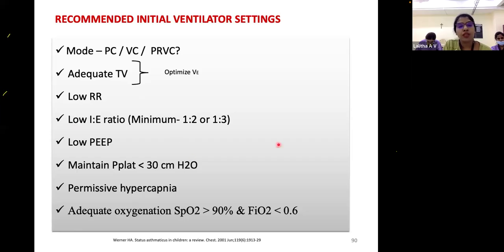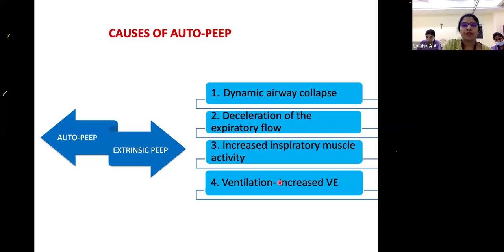Plateau pressure around 30 to 35 centimeters of water. Accept permissive hypercapnia, and oxygenation can be more than 90 to 92%. You have to limit your FiO2. So, causes of auto PEEP: whenever we talk about lower airway obstruction, we will always be talking about this auto PEEP, and extrinsic PEEP is good.